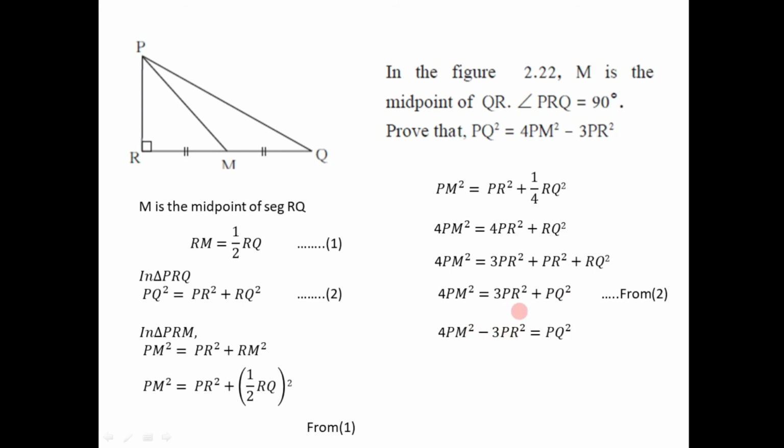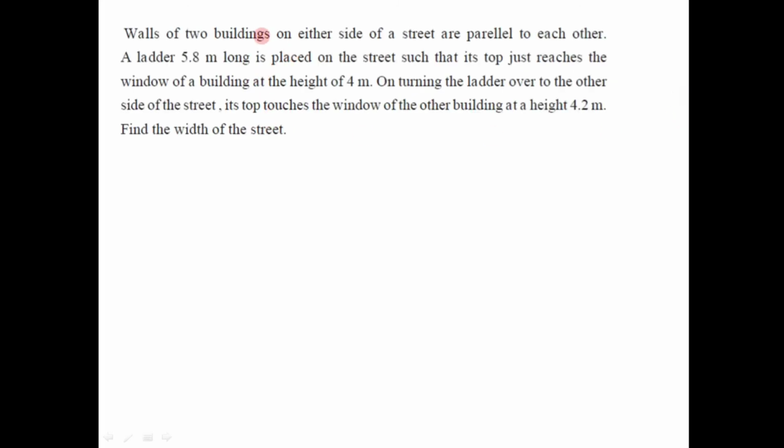Now if we take 3 PR square to the left hand side, it will become minus. So 4 PM square minus 3 PR square is equal to PQ square. If we interchange the sides, we get PQ square is equal to 4 PM square minus 3 PR square. That is what we wanted to prove: PQ square is equal to 4 PM square minus 3 PR square. Let us have the next question.